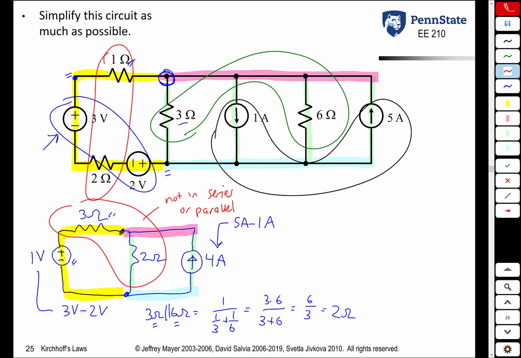The 3 ohm resistor and the 1 volt source are in series, but you cannot combine a resistor and a voltage source. The 2 ohm resistor and the 4 amp source are in parallel, but you can't combine a resistor and a current source. So at this point, there's no further simplification possible using just source and resistor combinations.